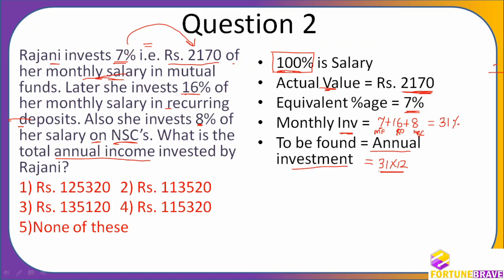Okay. So this is what we need to find out in percentage terms. Actual terms we are not at yet. So what I'll do, I will now find out the monthly investment in rupee terms. How do I do it? I know these are equal. So I am going to write the actual value 2170. Please listen to this carefully because I am going very slow. Divided by what? 7, which is the percentage value.